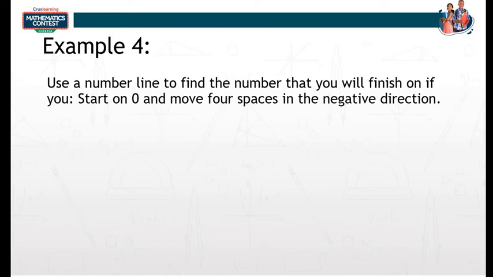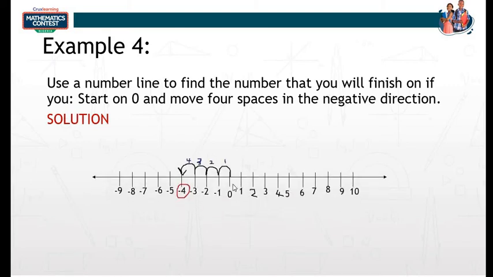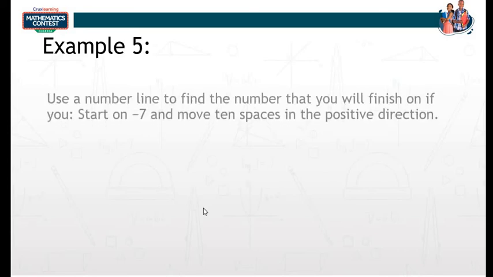Let's see. It's already done anyway. So this is what I did. I started on 0, moved to the left side, that is the negative. 1, 2, 3, 4. I finished on minus 4. So the number I finished on is minus 4. Try it and you get the same result. Good. So let's do another one.